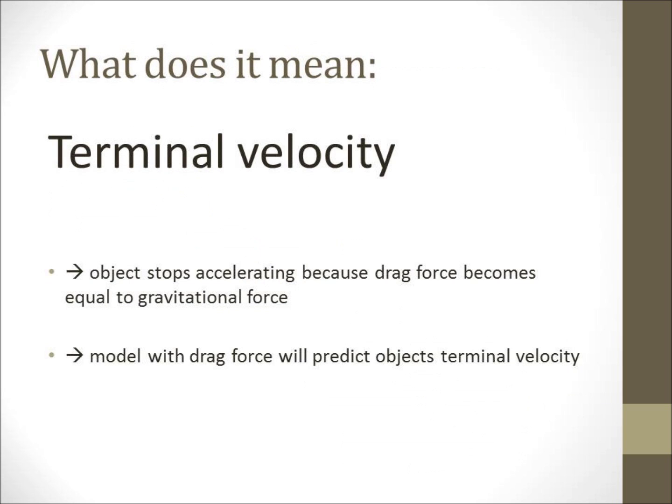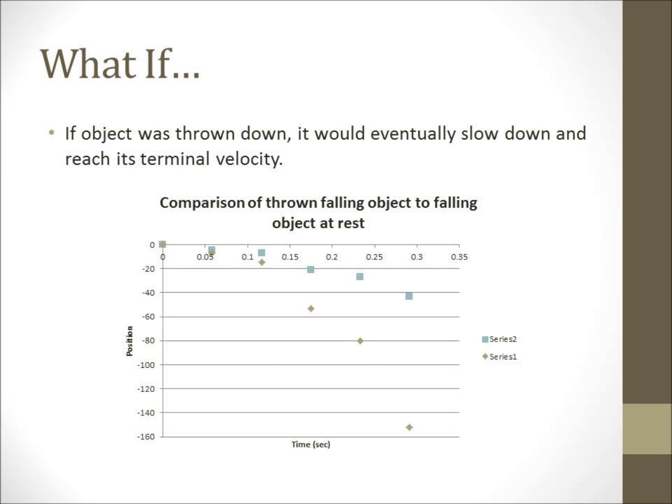Terminal velocity means an object stops accelerating because drag force becomes equal to gravitational force. Therefore, the model with drag force will predict an object's terminal velocity. From the graph displayed, Series 1 shows an object that was thrown down, and Series 2 shows an object falling from rest. From this, one can see that if an object is thrown down, it will also reach its terminal velocity. However, it will reach it sooner than if the object was falling from rest.